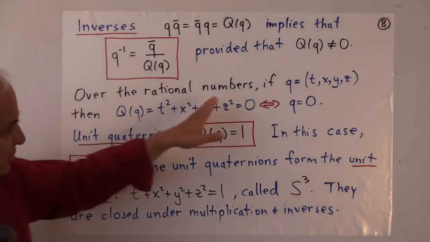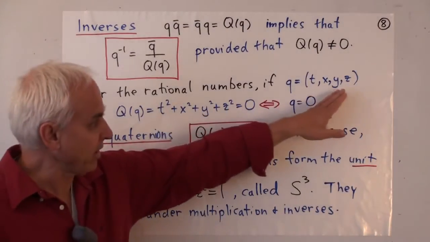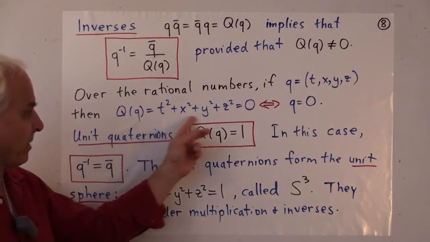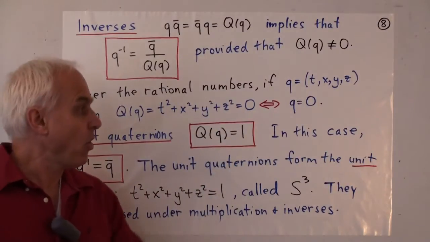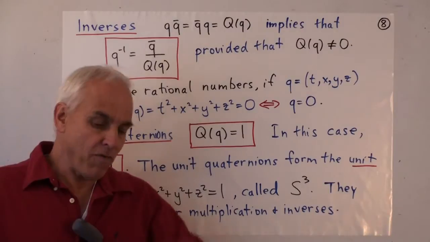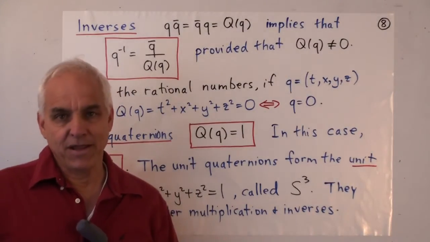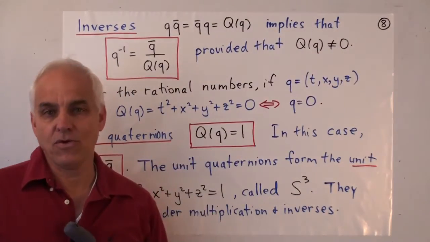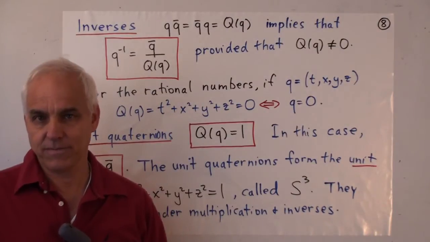Now, fortunately, over the rational numbers, if we have a quaternion like this, then the quadrance is the sum of squares. That's going to be 0 only when the quaternion itself is 0. So over the rational numbers, this condition is really just saying that the quaternion is non-zero.